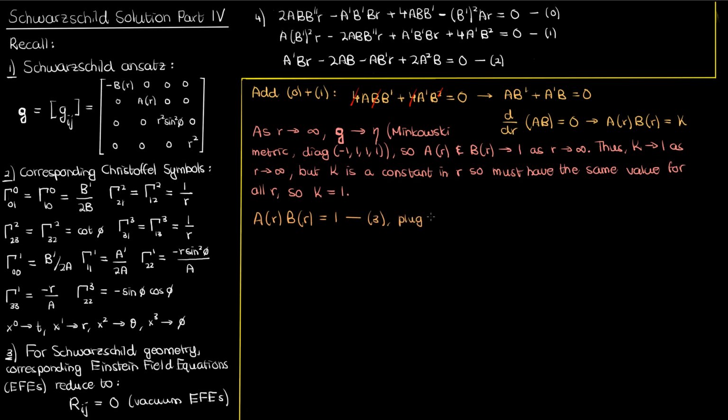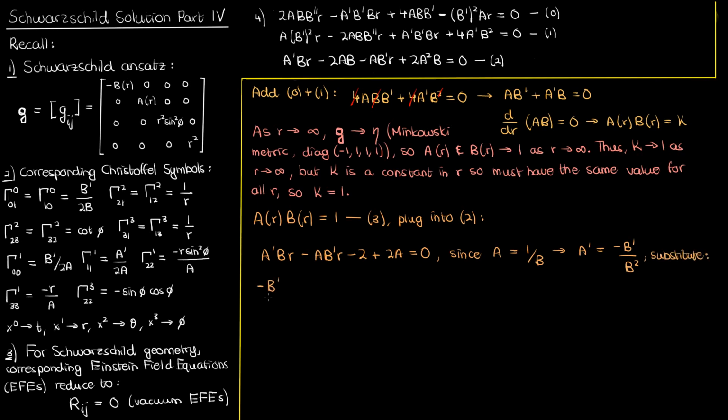Let's now use this fact to solve equation 2. We'll plug A times B equals 1 into equation 2 initially, so we'll get things to simplify to the following. Now since A is just 1 over B from equation 3, that means A prime is just negative B prime over B squared from the chain rule. If we now plug this into our simplified equation 2, here's what we'll get. We'll now multiply both sides by B to end up with the following.